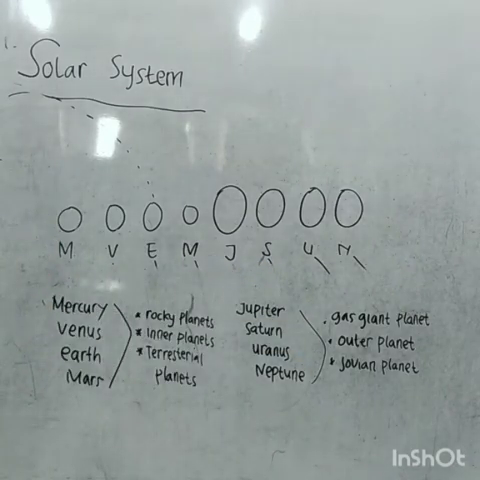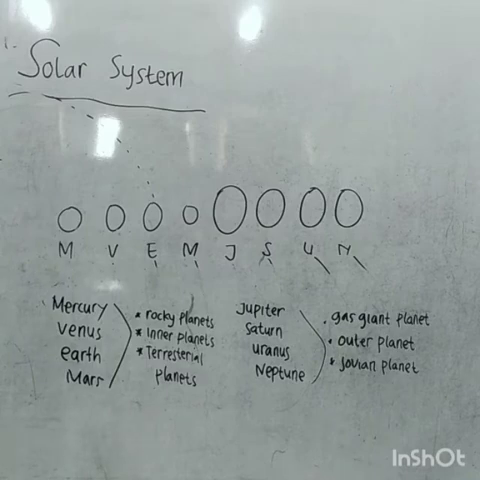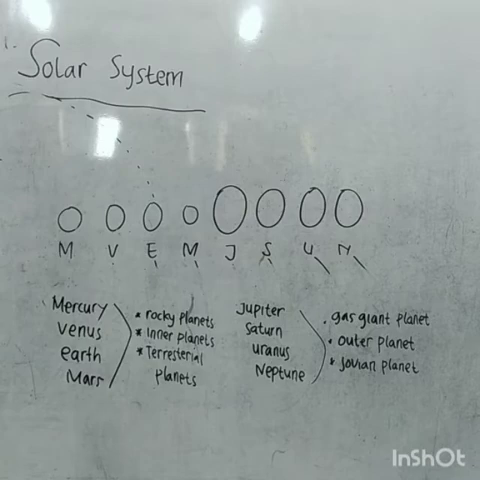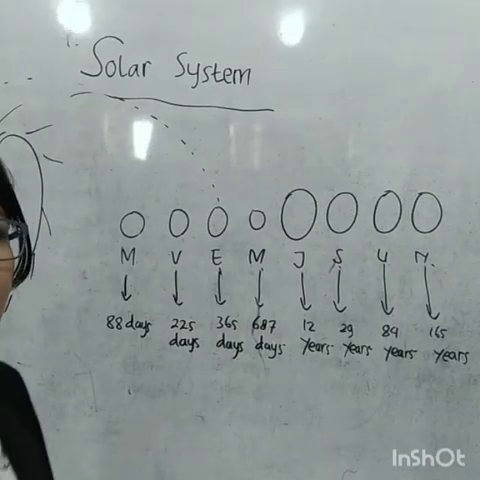So later on, if somebody asks you, mention some examples of inner planets, you can say Mercury, Venus, Earth, and Mars. Mention some examples of gas giant planets: Jupiter, Saturn, Uranus, and Neptune. Okay, you got it? Okay.